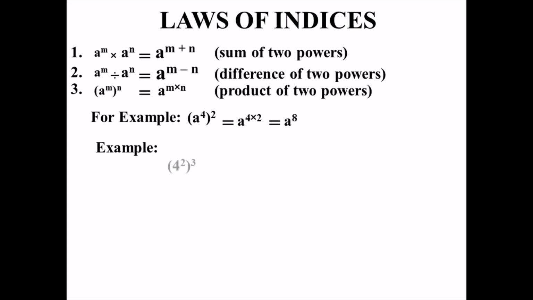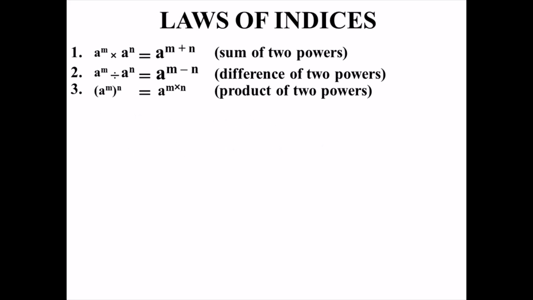And in an example form, if you have 4 raised to 2, then raised to 3, this one is the same as 4 raised to 2 times 3, and 4 raised to 2 times 3 translates to 4 raised to 6, and 4 raised to 6 translates to 4096. That is the law of the product of two powers.